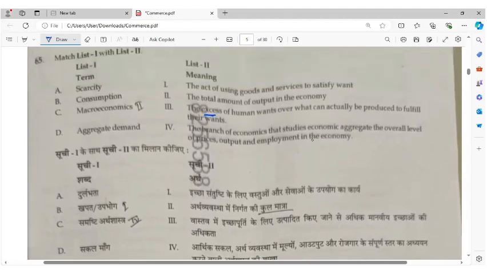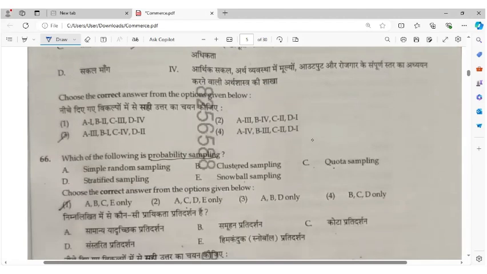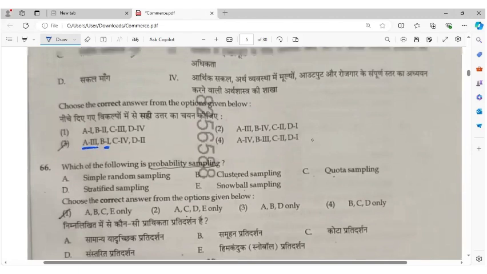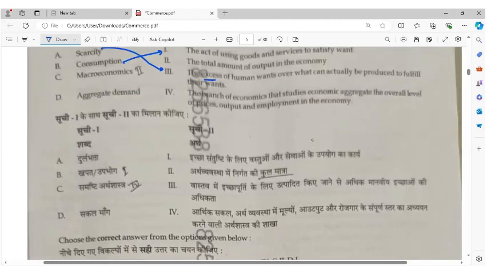Option number 3, yes, it's matched with consumption. You know what consumption is? Consumption is the act of using the services to satisfy wants. So it is option number 3 and 1. So here, option A has 3 and B has 1, so you can easily mark this question. And C is macro.